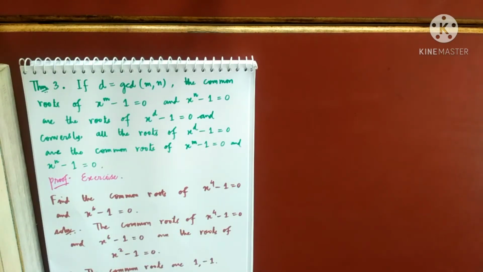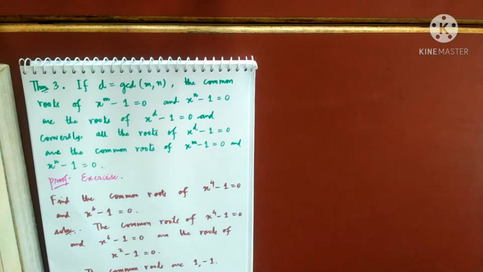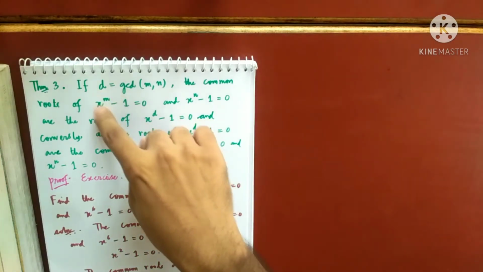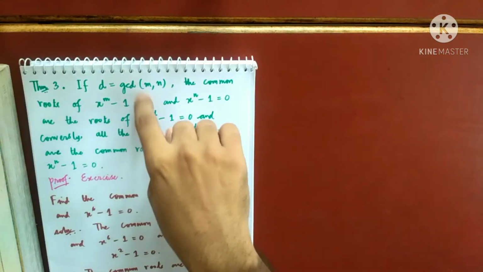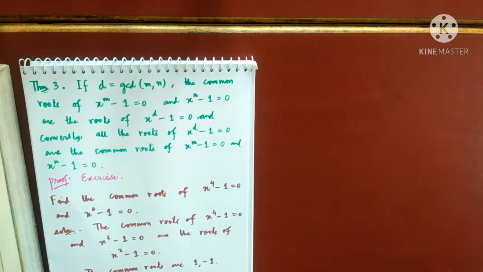Secondly, if the GCD is 1, that means if m and n are relatively prime, then they do not have any common root except 1. So keep that in mind, because I'll be requiring all these things for proving the next theorem. And lastly, one more theorem that we have done: if alpha is any root of this equation, any power of alpha is also a root of this equation. This was the first theorem that we had done. So now let's move on to the new theorem.